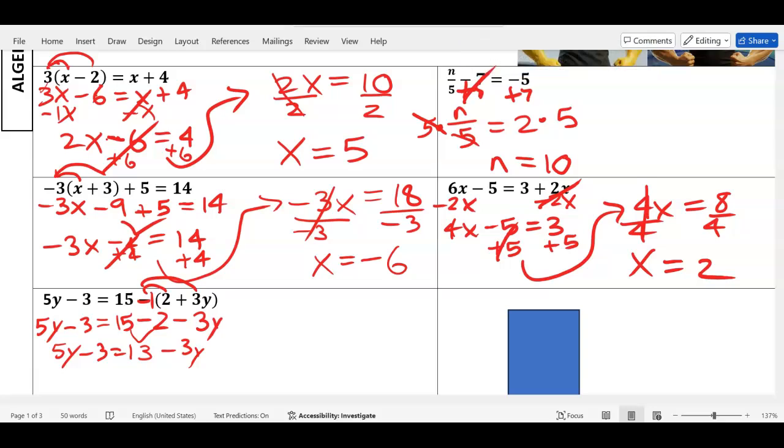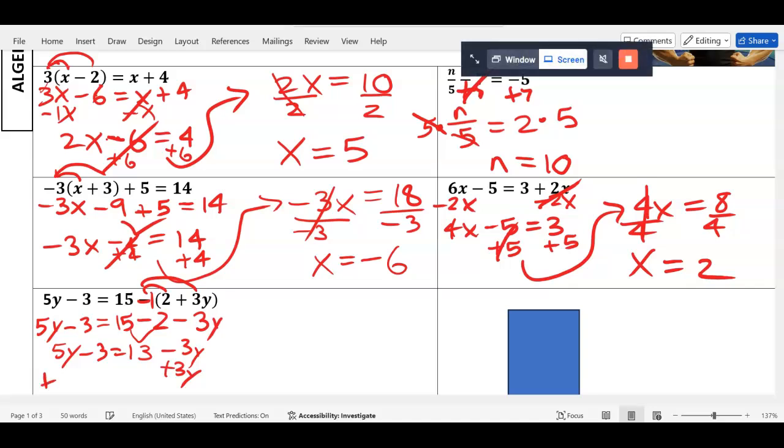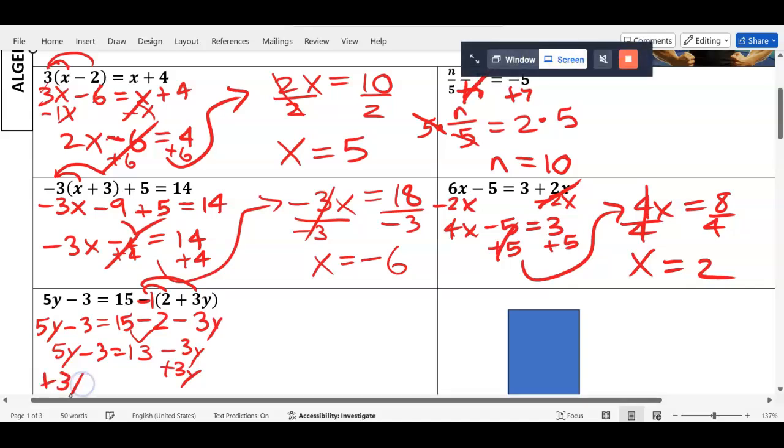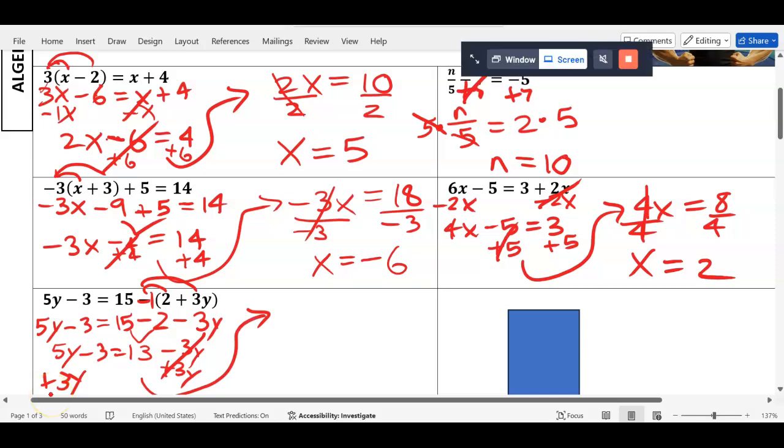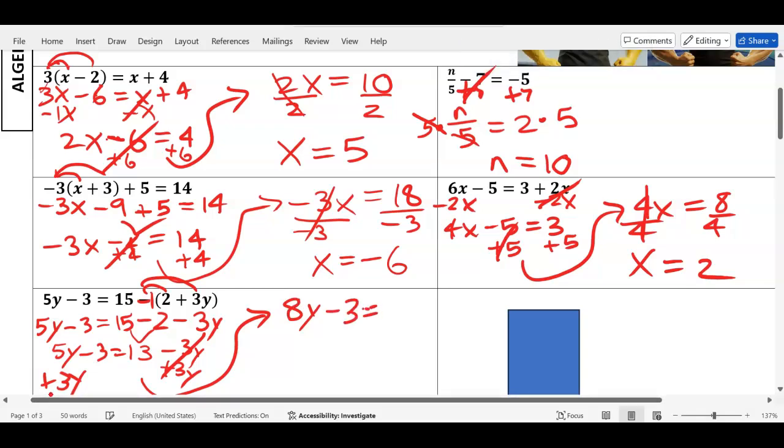If y is on both sides, get rid of the smaller one. A -3y, the opposite is plus 3y. Plus 3y. Cool. And then 5y plus 3y is 8y. Bring it over the -3 equals, and then 13.